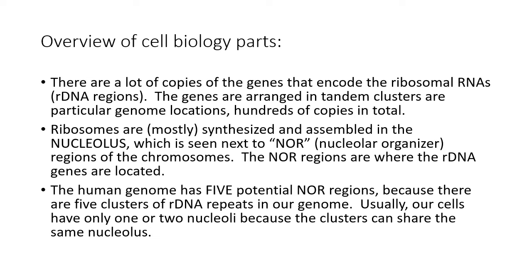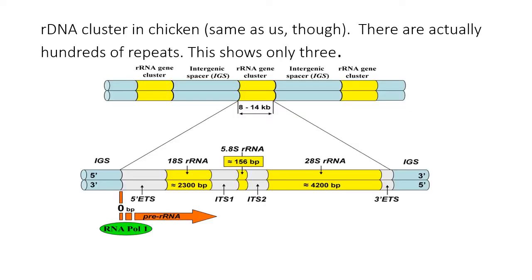Okay, now because they're clusters and the fact that there's extensive processing that has to happen, the nucleolus, which is where the ribosomes are assembled, is seen next to the NOR, or nucleolar organizer region of the chromosome. So what happens is that the ribosomal DNAs are there, all assembled together pretty much, and the nucleolar organizer forms the nucleolus surrounding those regions. So the nucleolus is actually physically surrounding the ribosomal DNA in our cells. Now, even though we have 5 clusters, we usually have only 1 or 2 nucleoli, because the clusters can share the same nucleolus.